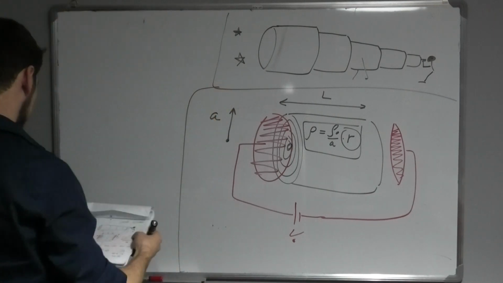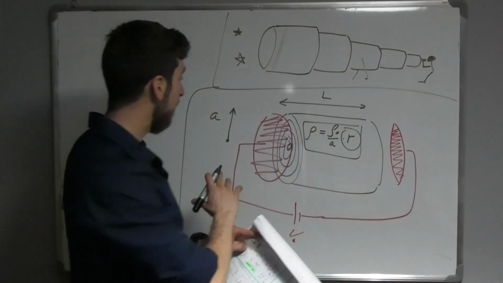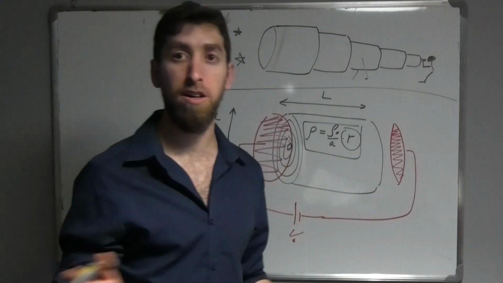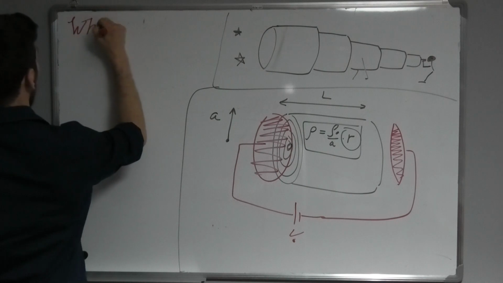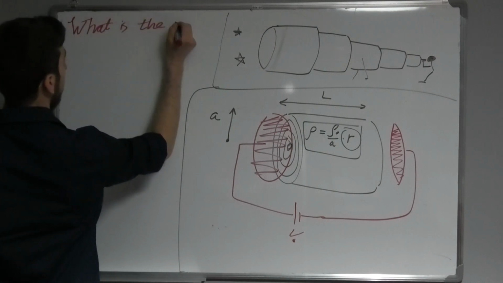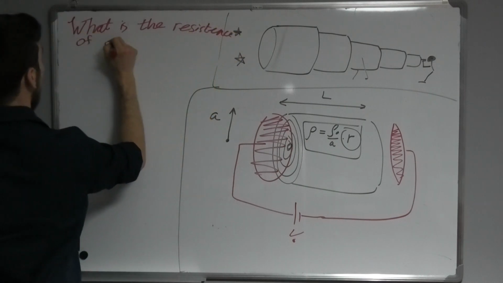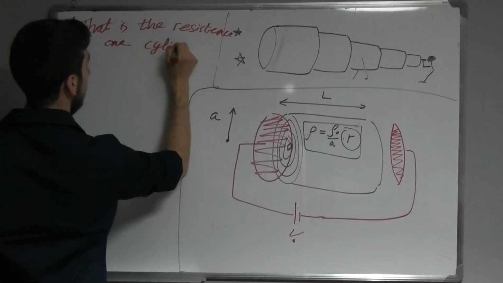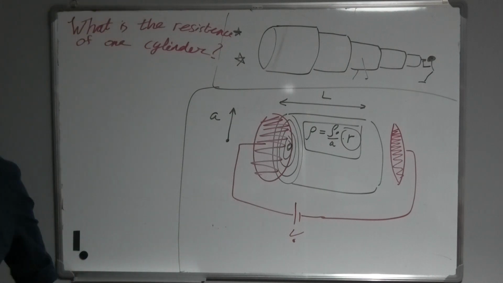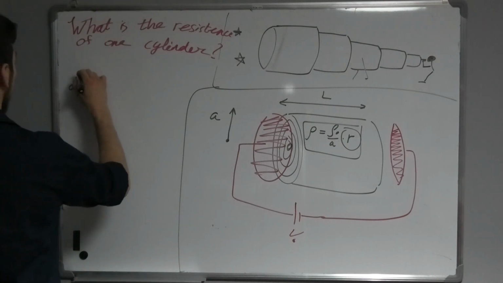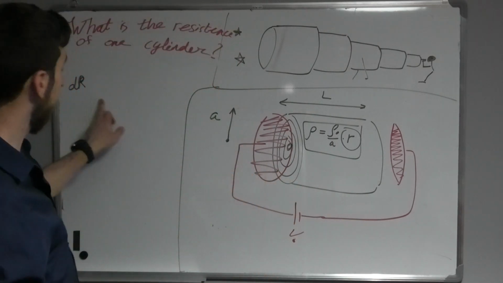And the first question I want to ask you, what is the resistance of one typical cylinder in radius r? Okay, let's find that out. What is the resistance of one cylinder? Okay, that's the question. So let's define it as dR. Okay, why dR? Because you have a thickness really, really small, so it's gonna be a differential resistor.